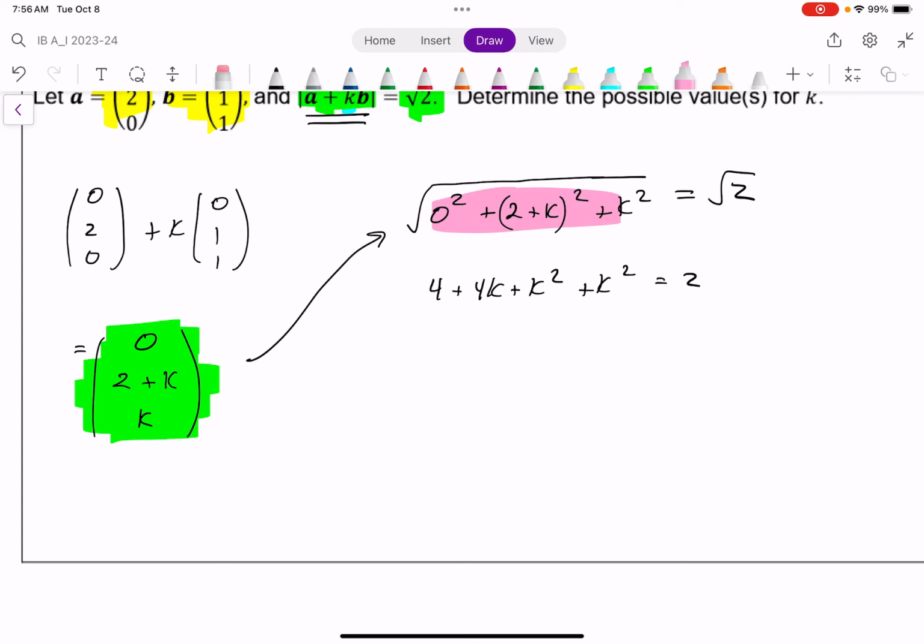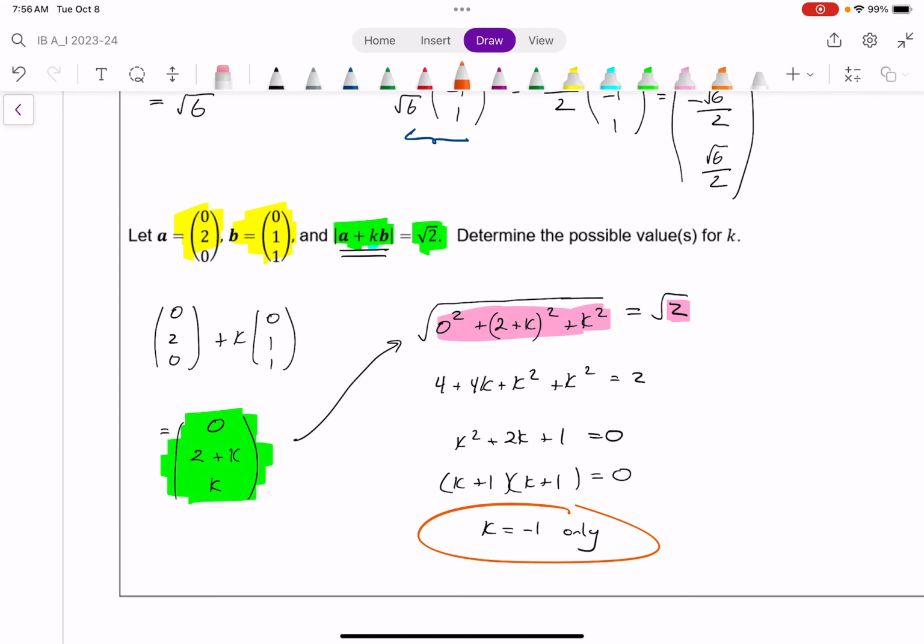Because again, everything here must equal just 2, because they both have the square root of the entire left and right side. Cleaning this up, we get a nice simple quadratic equation here. In fact, we get a perfect square. We get k squared plus 2k plus 1 equals 0, which means I can factor this and get the exact same factor twice, k plus 1, which means k equals -1 only. That's the only value for which this will work. So only when this scalar value of k is -1 will a plus k times b have a magnitude of exactly root 2.